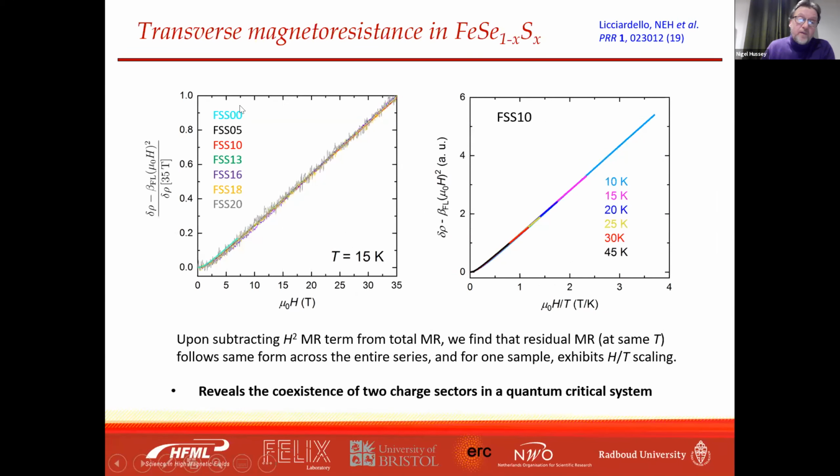And you can isolate that and compare it right across the series, and you see basically at the same temperature, the form looks almost identical. And also you can observe H over T scaling by just comparing the data as a function of temperature. So this quadrature, H over T scaling magnetoresistance, appears to be coming from the strange metal regime. You could associate this with the T linear resistivity. And so this, to our mind, gave us evidence that there were in fact two charged sectors in iron selenium sulfur.